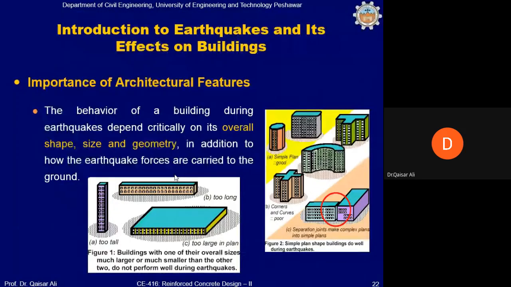So too tall building, too long and too large and plain, these are undesirable shapes. These are simple planes, they are desirable shapes, these are undesirable shapes. T, curve, and L shapes, they are not good shapes. If the T and L shapes are required, then it is better to keep some gap between the two buildings. And these separation joints or gaps are called seismic gaps. They will allow the buildings to vibrate in their own mode instead of overlapping modes if this is in L shape.